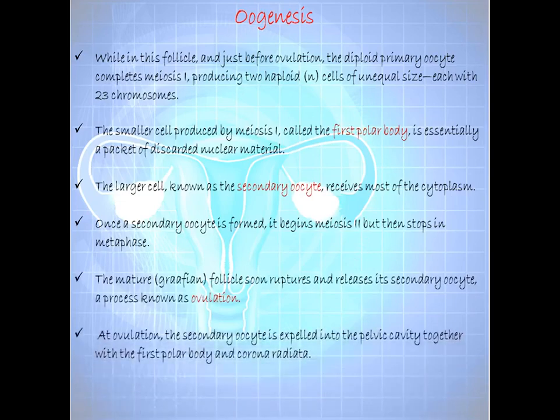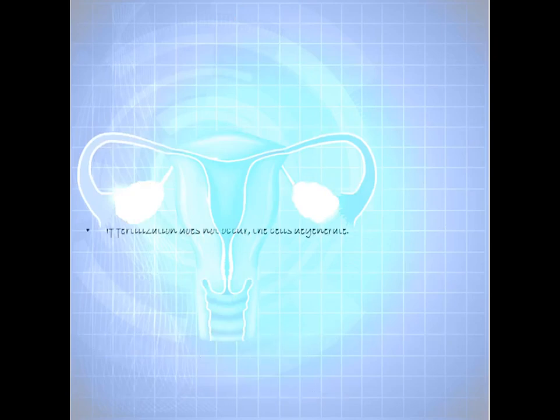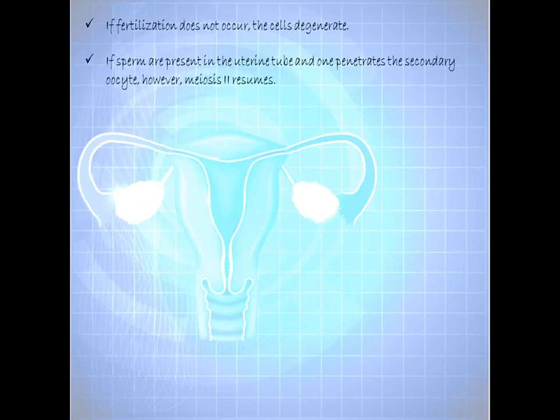At ovulation, the secondary oocyte is expelled into the pelvic cavity together with the first polar body and the corona radiata. Normally, these cells are swept into the uterine tube. If fertilization does not occur, the cells degenerate. If sperm are present in the uterine tube and one penetrates the secondary oocyte, however, meiosis II resumes.